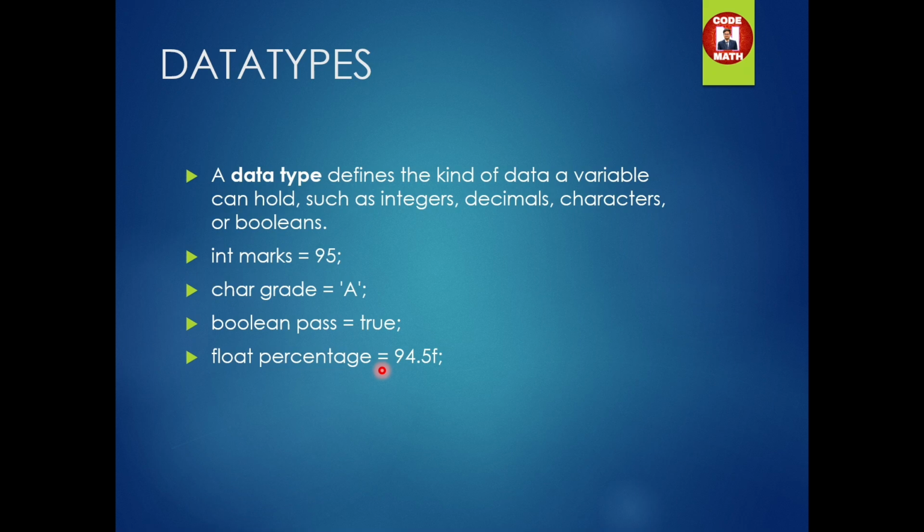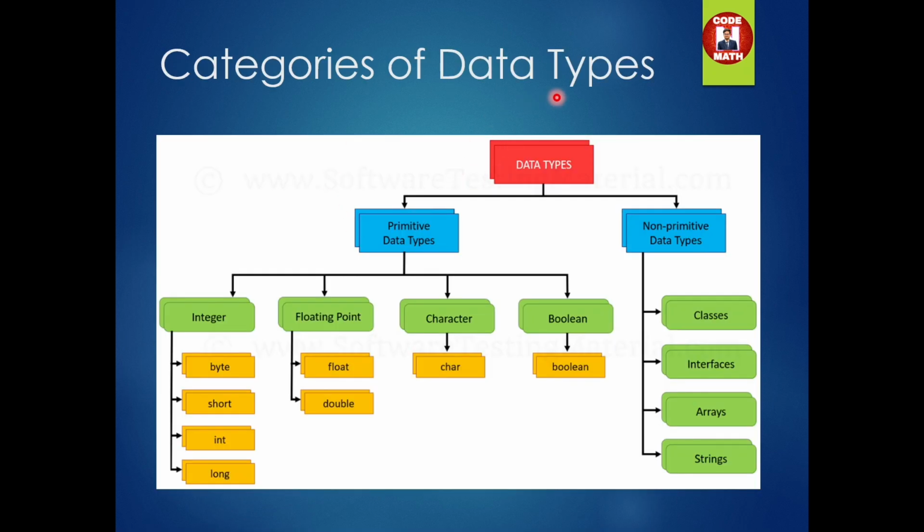Okay. So now if you talk about the categories of data types, then we can say that there are two types: primitive data types and non-primitive data types. Under the primitive data types, we have the integer types: byte, short, int, long. If we talk about floating point, then it is float and double, and in character type we have char, and boolean where there is true or false. Okay, and if you talk about the non-primitive data types, then there are classes, interfaces, arrays, and String. Don't worry, we will discuss these topics in depth in further videos.